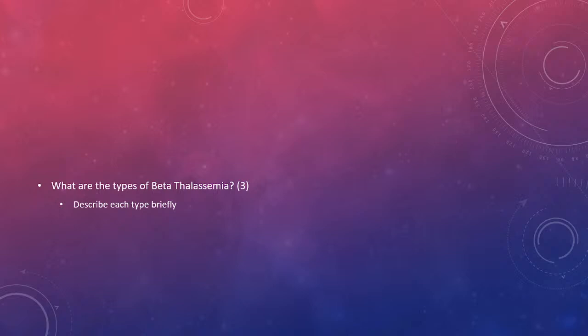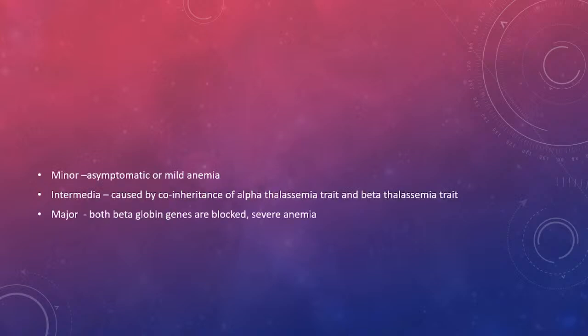All right. So beta thalassemia. There are several types of thalassemia. We have thalassemia minor, thalassemia major, and thalassemia intermedia. Okay. So we're going to go one by one. Mild and asymptomatic anemia for thalassemia minor. Intermedia is co-inheritance of alpha thalassemia trait. So what do you mean by co-inheritance? You have alpha thalassemia trait, and then you also have beta thalassemia. Now that's what we call thalassemia intermedia.